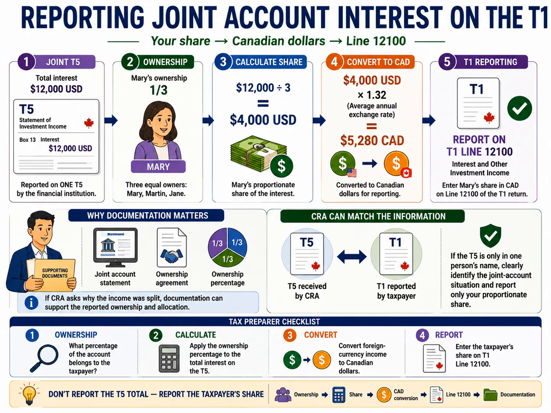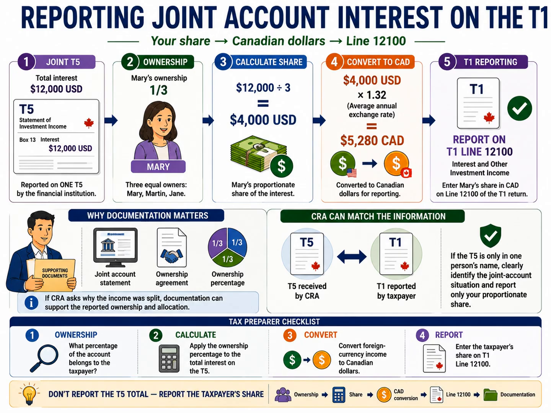As a tax preparer, use this 4-step checklist. First, determine ownership. Second, calculate the taxpayer's share. Third, convert foreign currency income into Canadian dollars when required. And fourth, report the taxpayer's share on line 12,100 and retain appropriate supporting documentation.